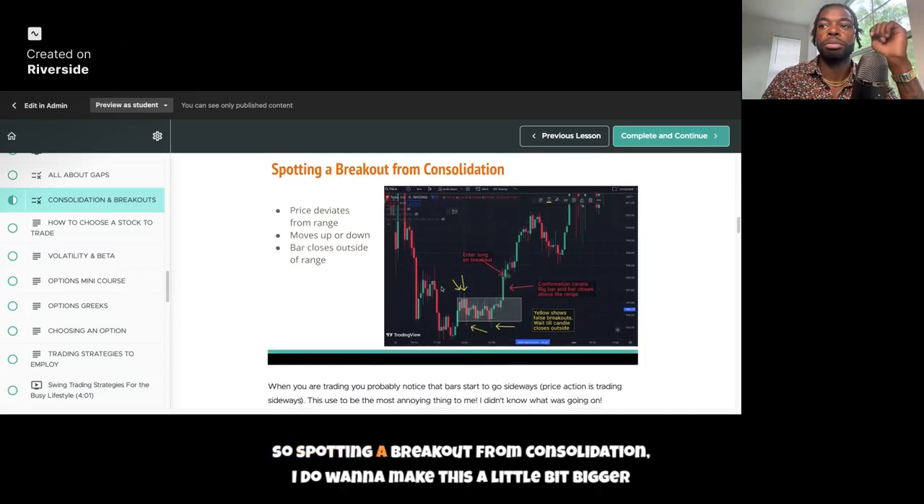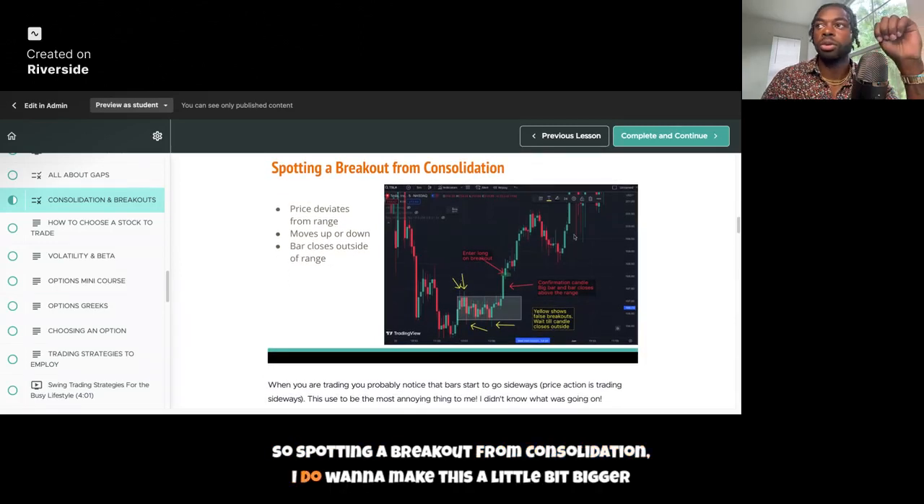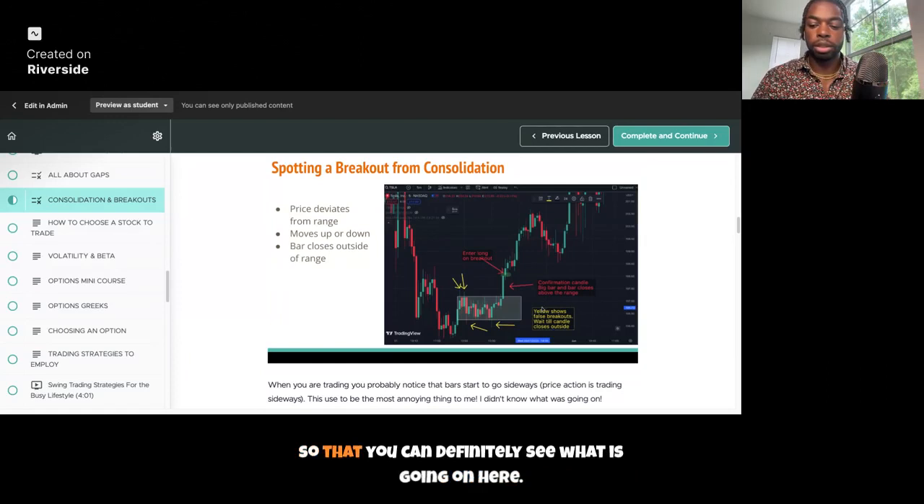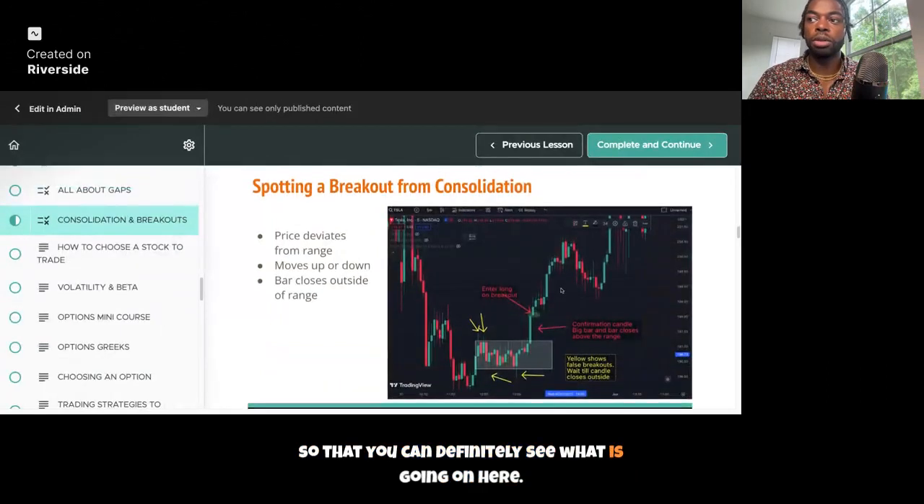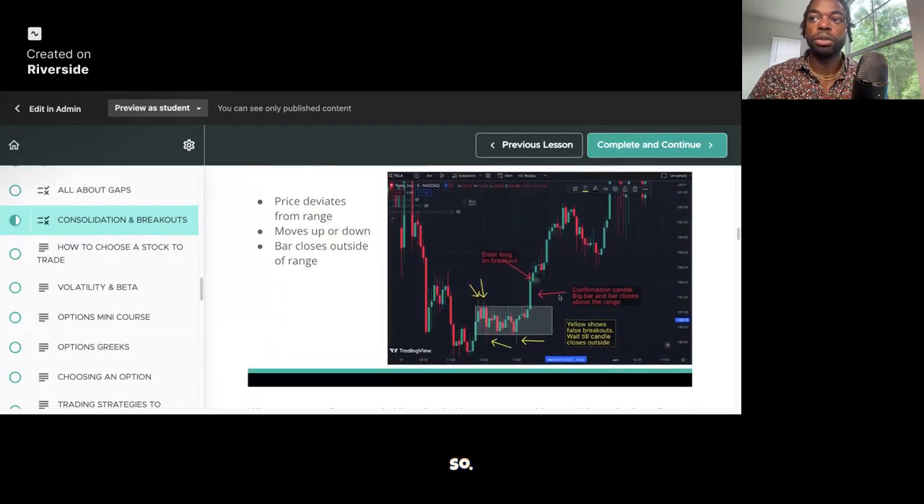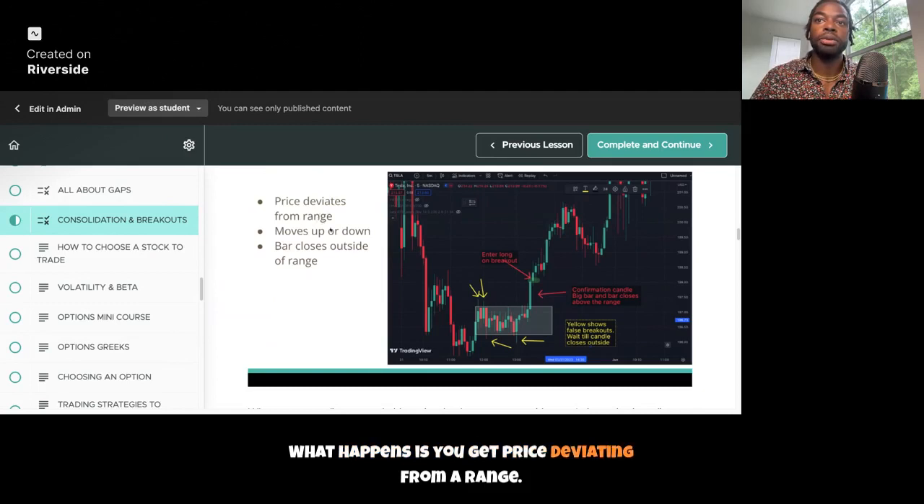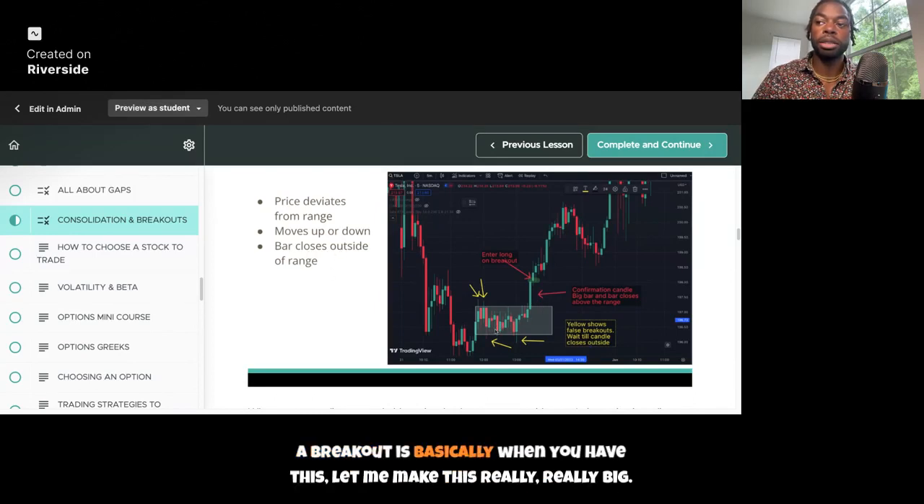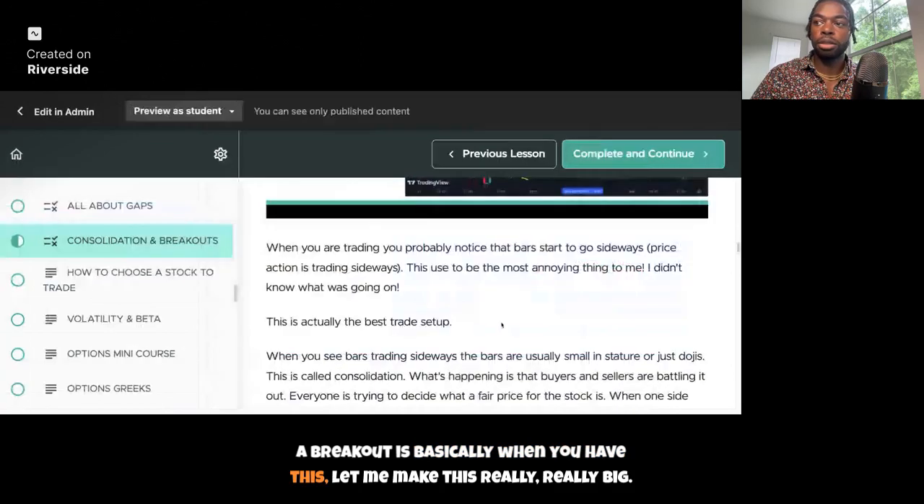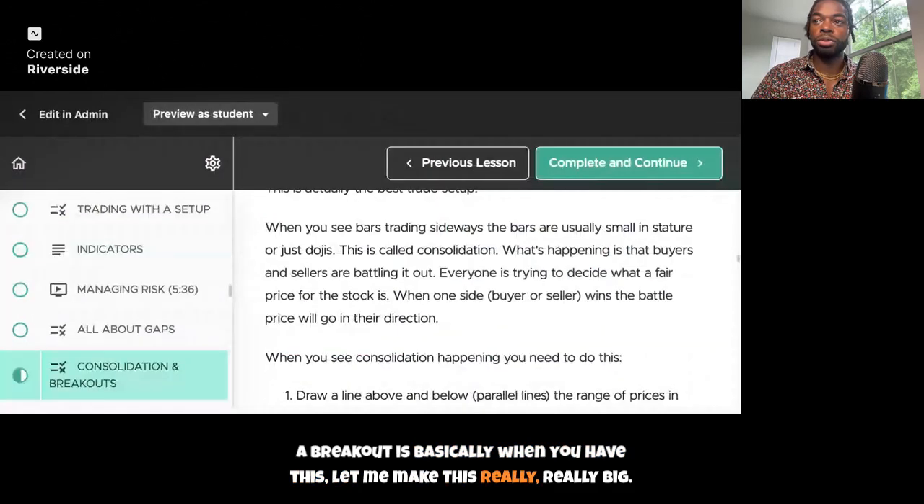So spotting a breakout from consolidation, I do want to make this a little bit bigger so that you can definitely see what is going on here. What happens is you get price deviating from a range, it moves up or down, and a bar closes outside of the range. So that's what a breakout is.